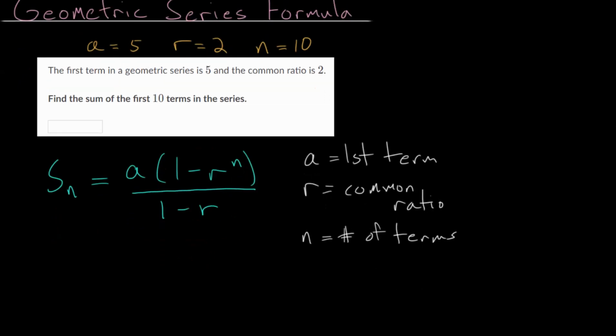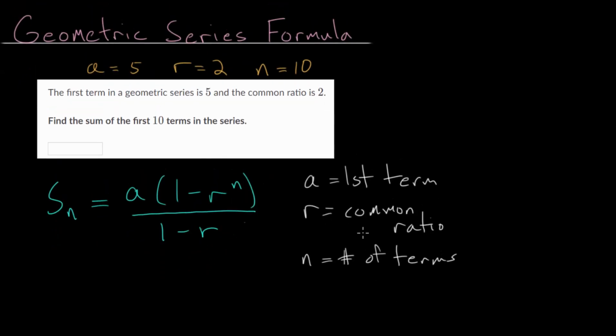And before we just plug everything into the formula, let's get an idea of what this series looks like. So the first term we know is 5. Then to find the next term, we just multiply by the common ratio. So 5 times 2 is 10. Then the next term, 10 times 2 is 20. Then we have 40, and so on. We're going to do this 10 different times.